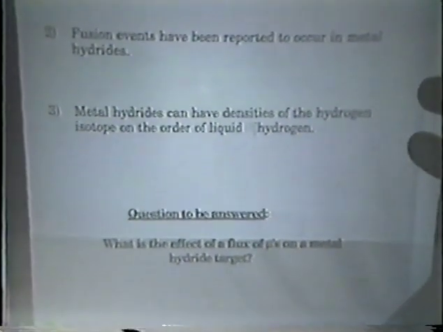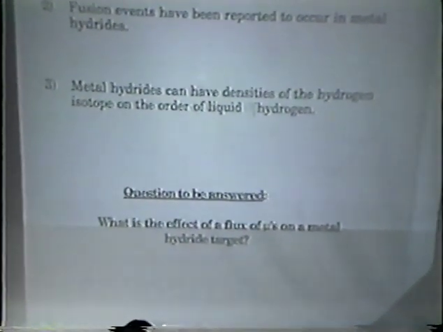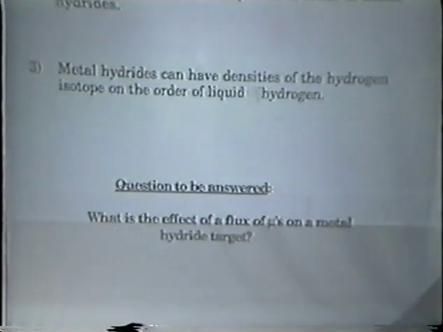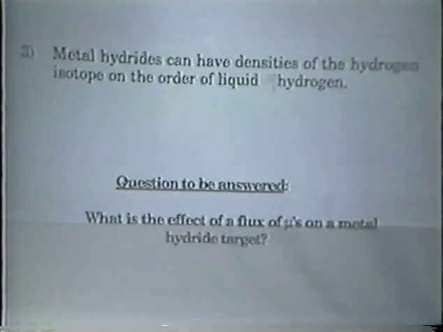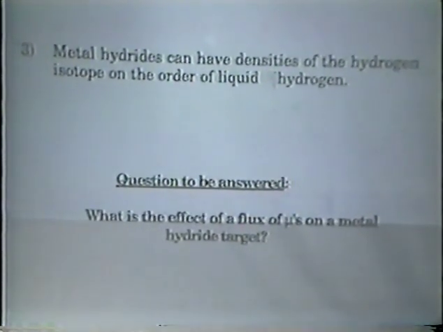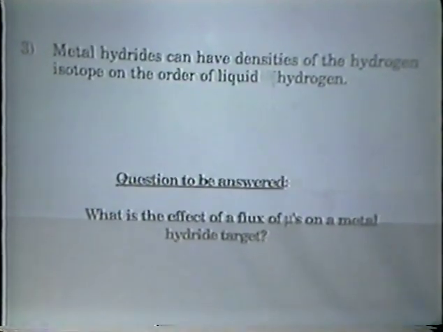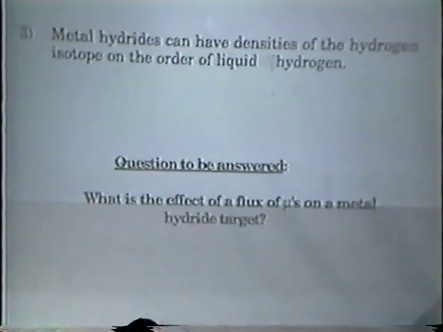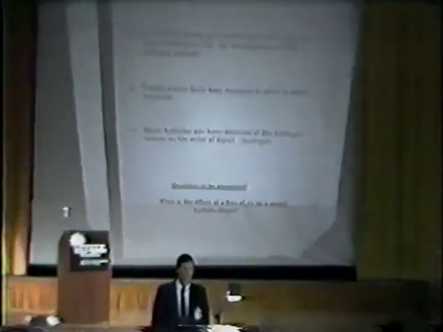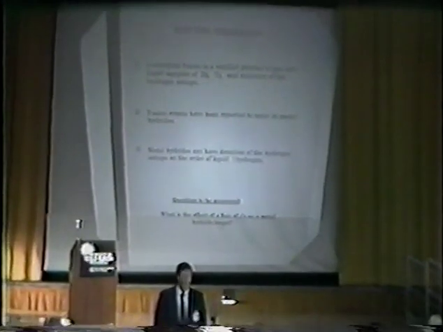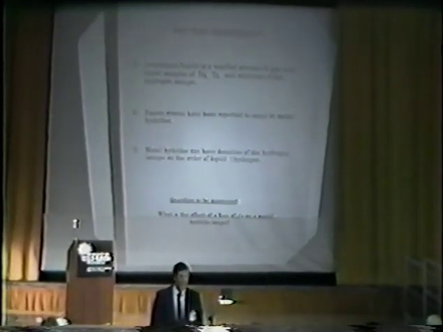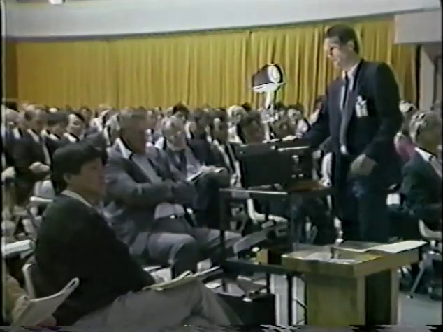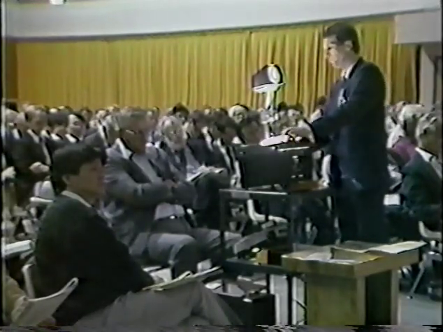So the question we're trying to answer is what would happen if you were to put a flux of muons into a metal hydride target, and specifically how many neutrons do you get for each muon stopped, and also what happens to the muons? Do they get captured quickly by the heavy Z nucleus, or are there lattice effects due to the shielding of the deuterium around the atom?